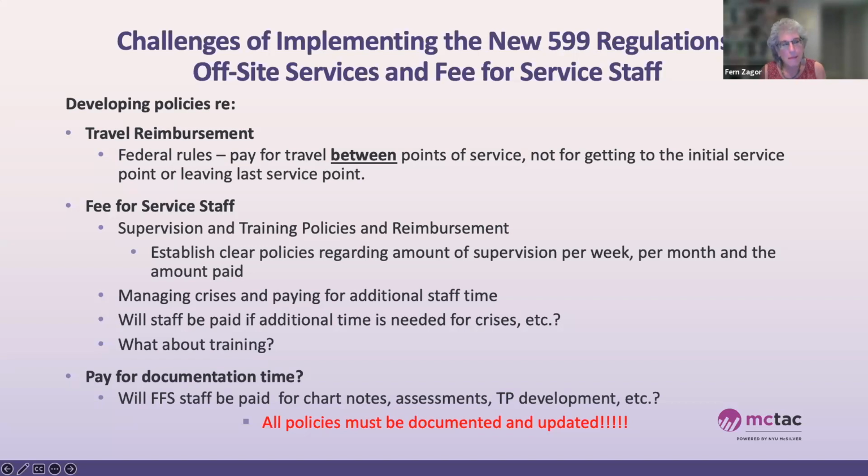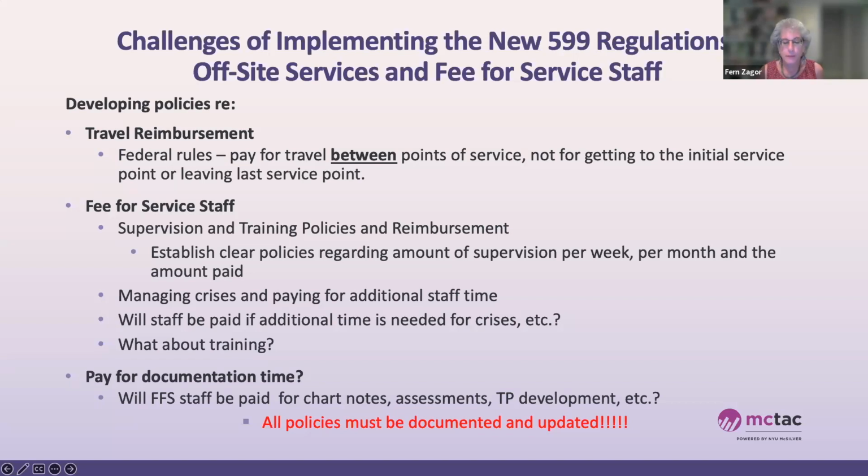In many agencies, staff are hired as full-time staff, and then they are hired as fee for service for additional services to go out to the homes. And now, because of the 599 regs, we've been doing this with children's services where staff could go out to the homes and have a higher rate of reimbursement. That now applies to adult services as well. So the question becomes, how do you pay people for their travel reimbursement from one site to another?